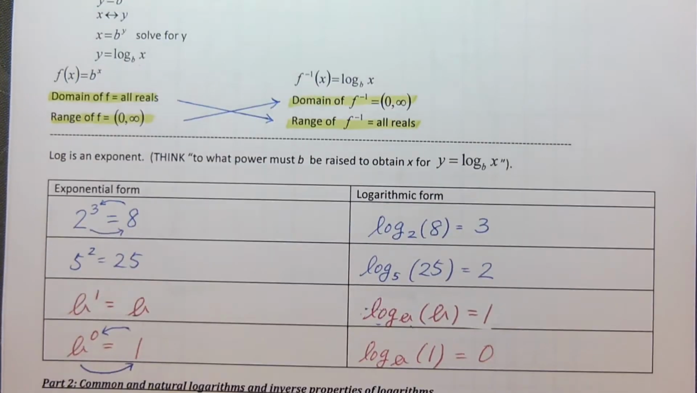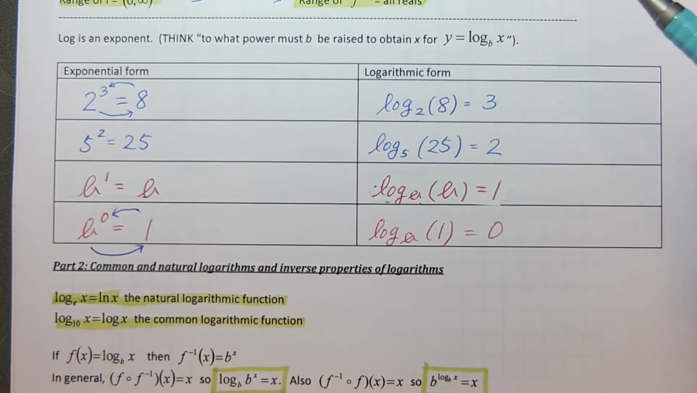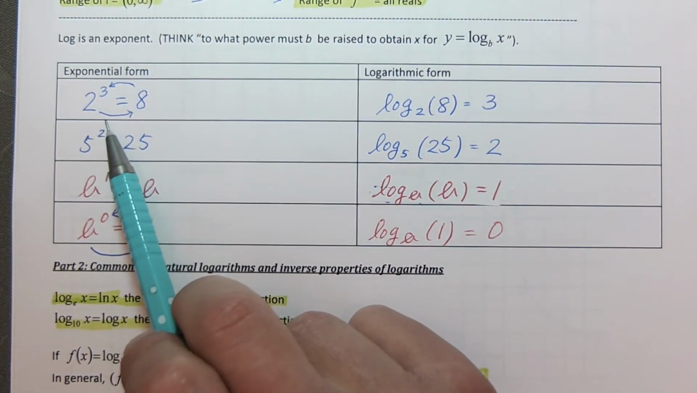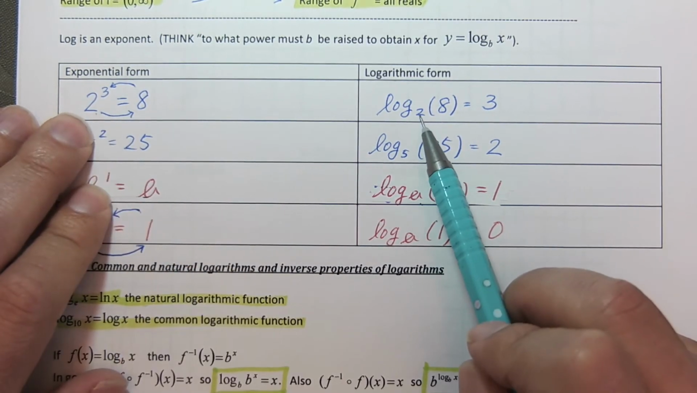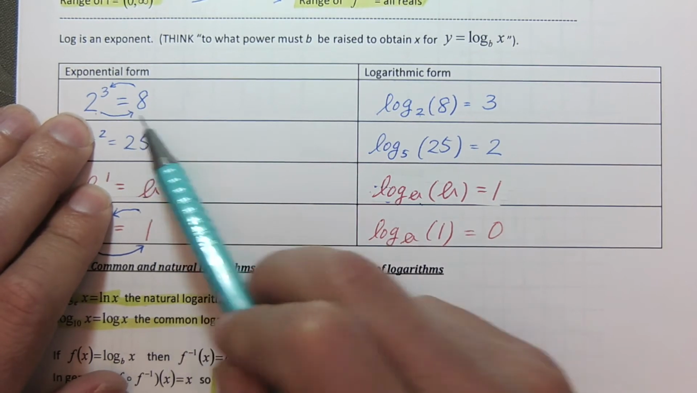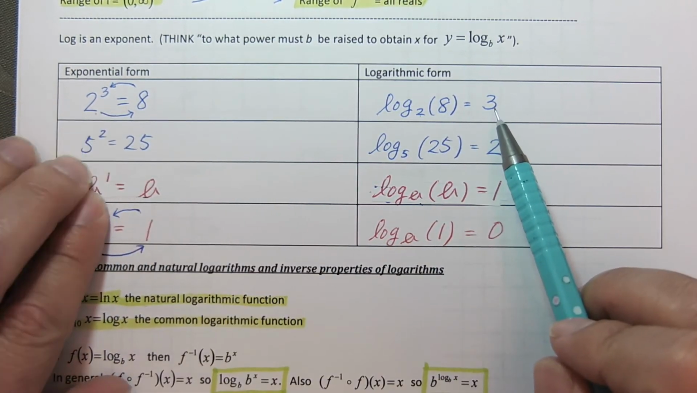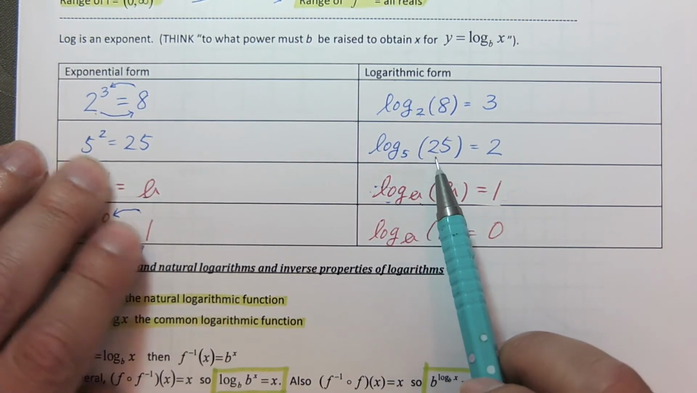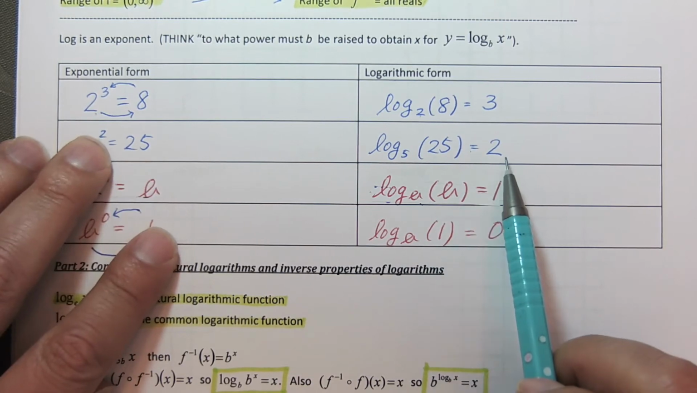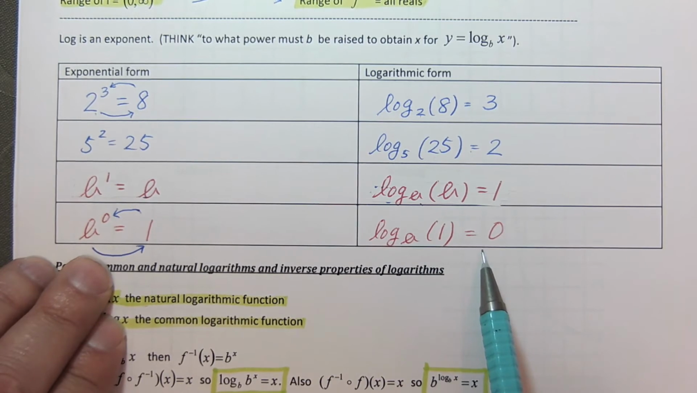It's important that we are able to switch from exponential form into logarithmic form. So here's exponential form, and you can exactly see the 2 here becomes the base of the logarithm. The part that's by itself becomes the argument of the logarithm, and the exponent is all by itself now. And you can see a similar pattern here. So it's log base 5 of 25 equals 2. And you can see a few more examples here.